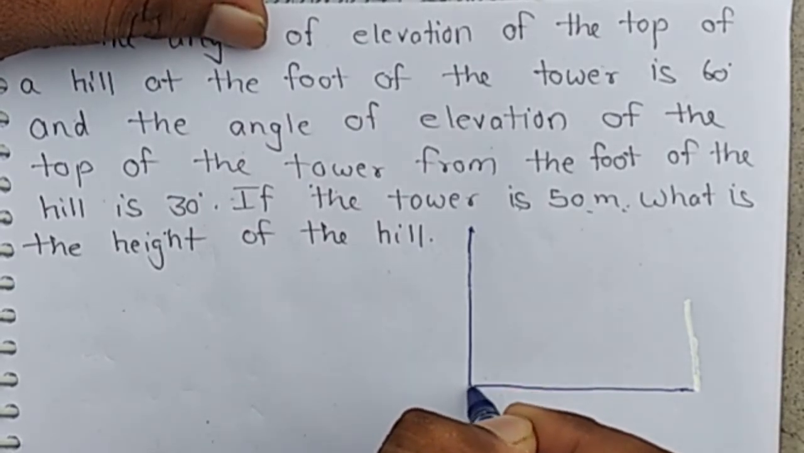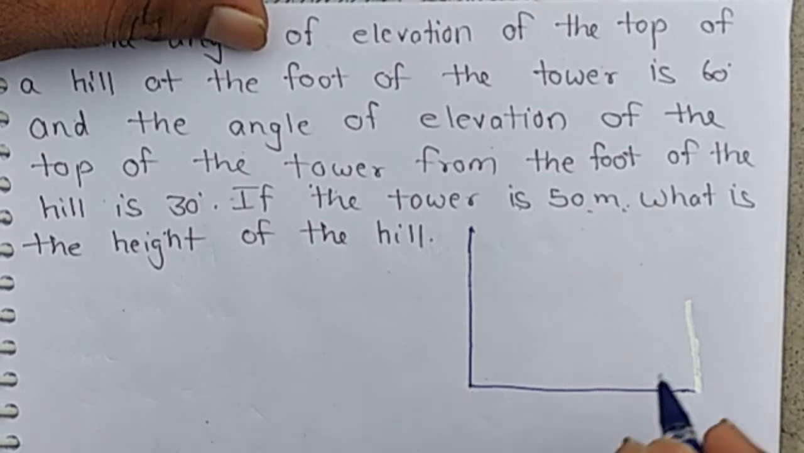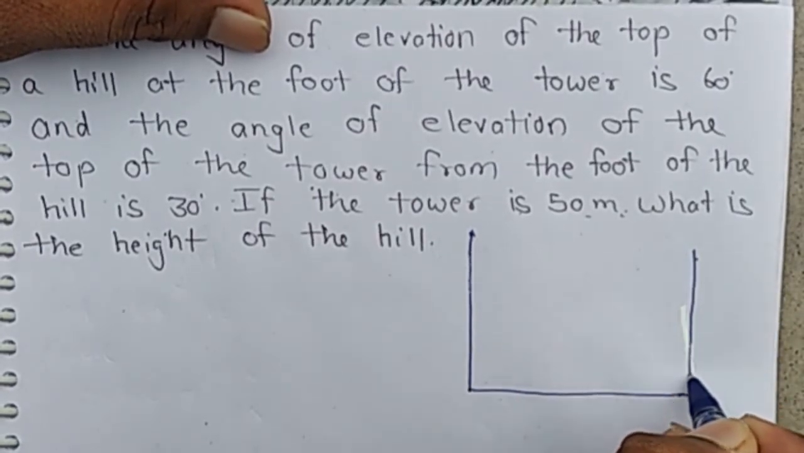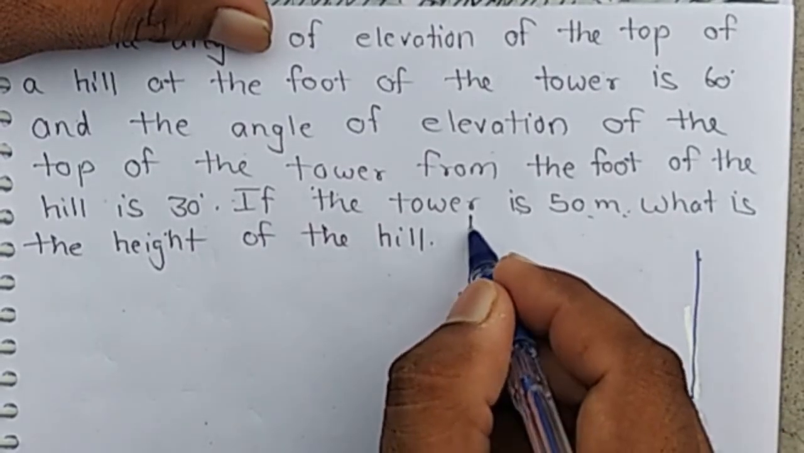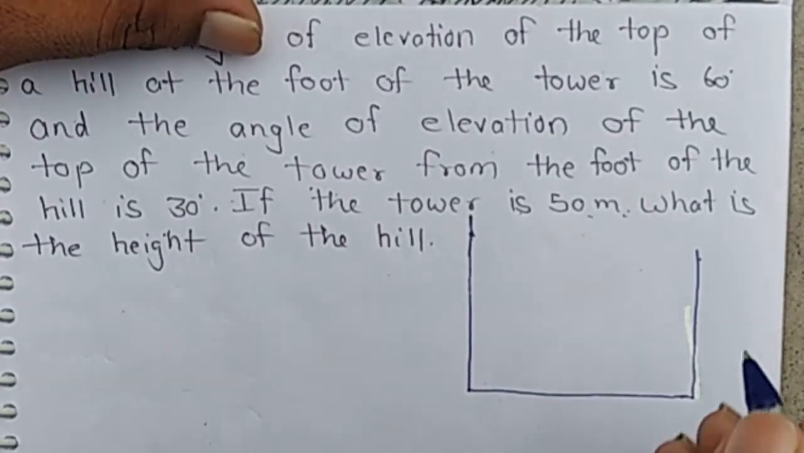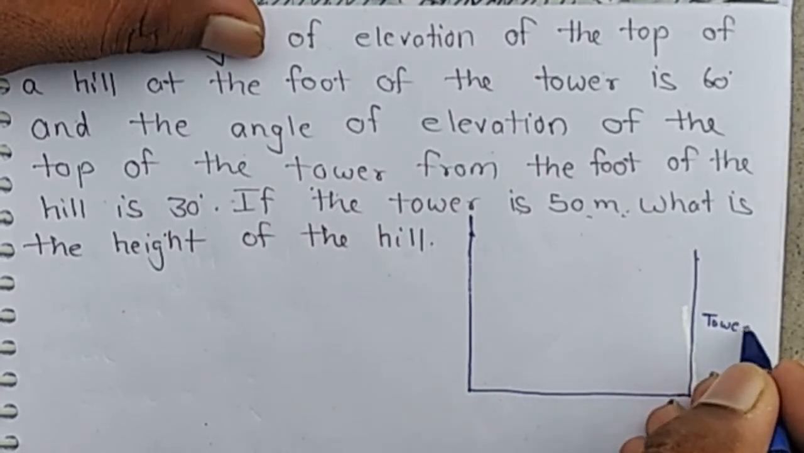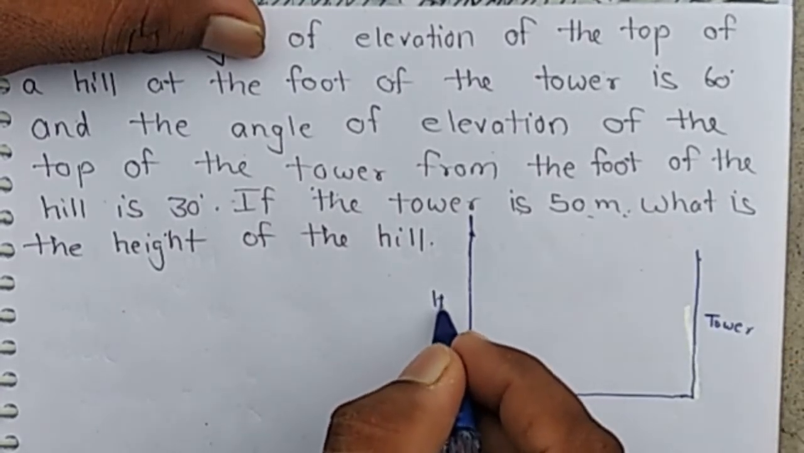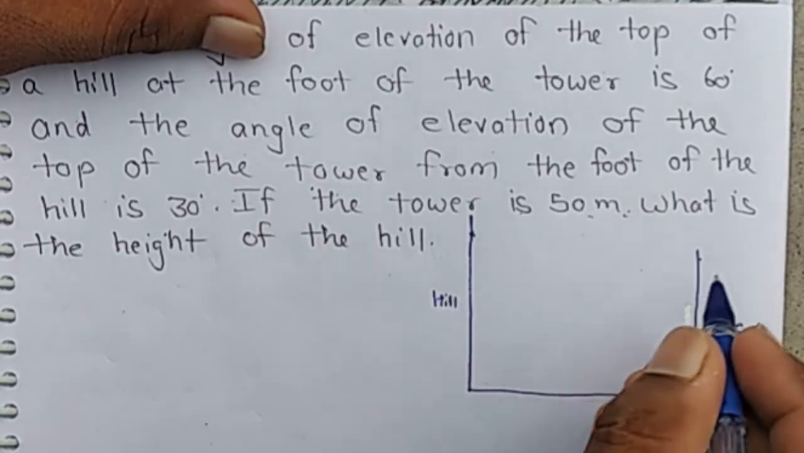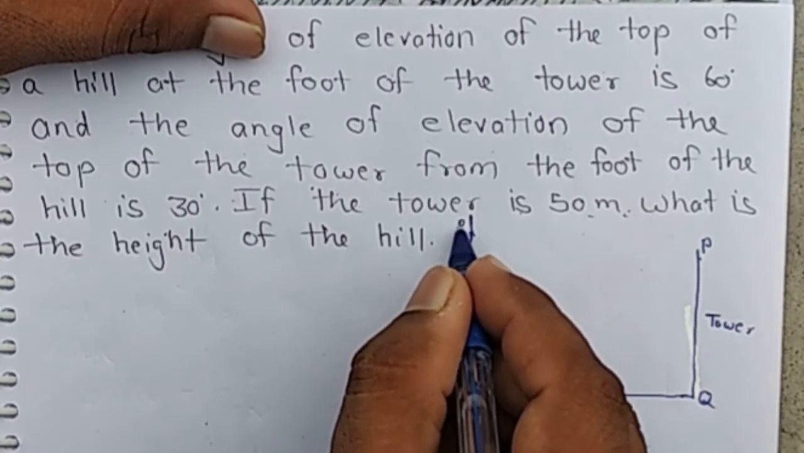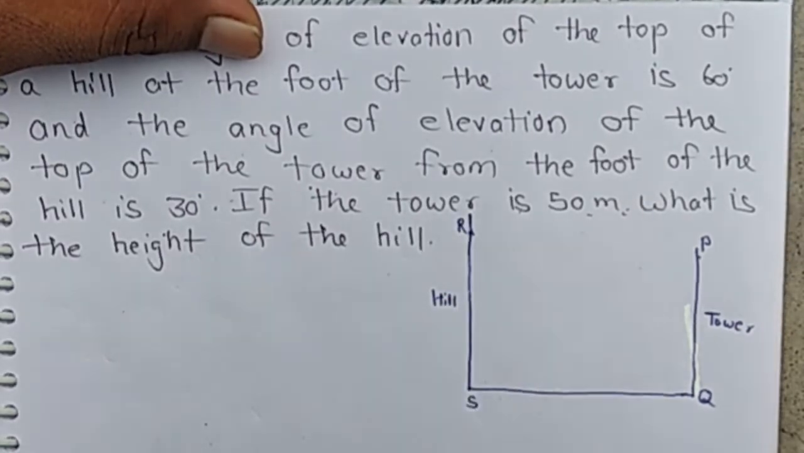That is the hill and that is the tower. It is tower and it is hill, PQ and RS. It is given.